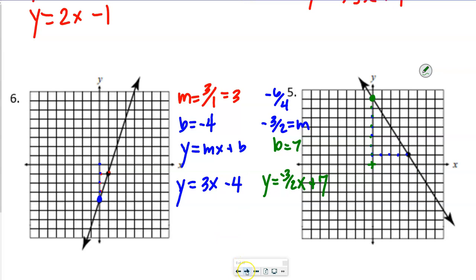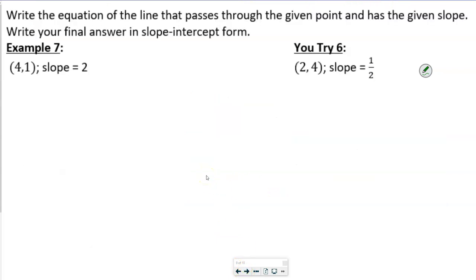Okay. So our next concept says write the equation of the line that passes through the given point and has the given slope. Write your final answer in slope-intercept form. Okay, so everybody listen. So on this one, we're going to label x, y, and the slope, okay? So we're going to say this is our x, this is our y, and this is our m, right? So our equation is y is equal to mx plus b. So we're just going to substitute everything in, and we're going to actually solve for that b. Okay, so our y is 1, our m is 2, our x is 4.